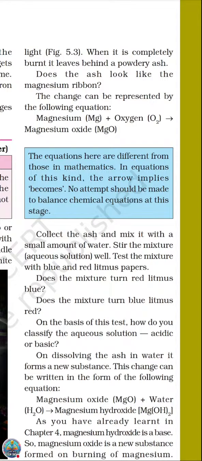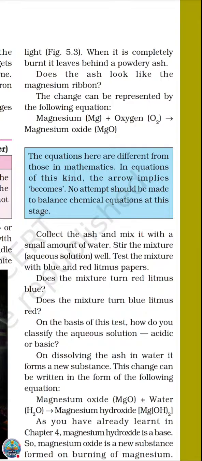So here they have taken some magnesium ribbon and burned it. Magnesium, Mg, will react with oxygen. When magnesium is burned in air, it will react with oxygen to form magnesium oxide, MgO. The equations here are different from those in mathematics. In equations of this kind, the arrow implies becomes. So here the reactant will change into product.